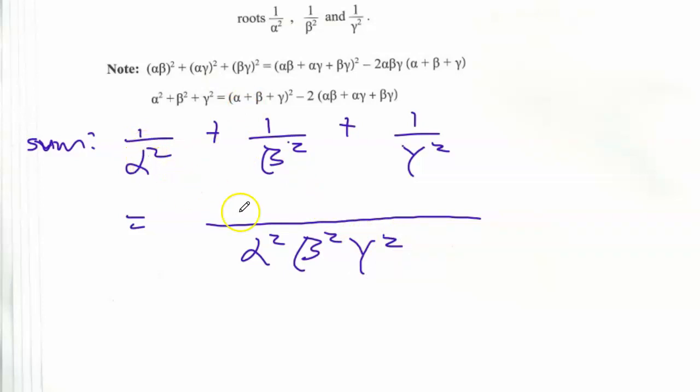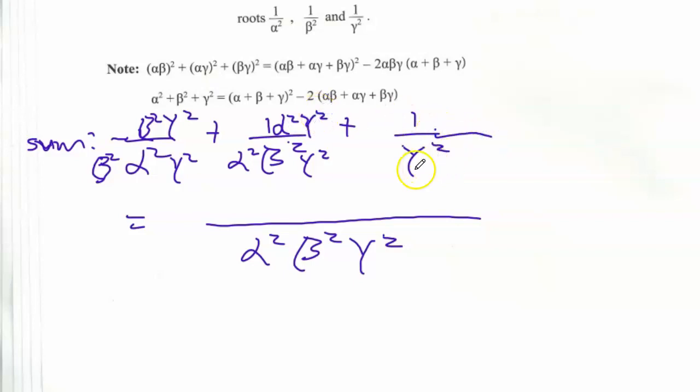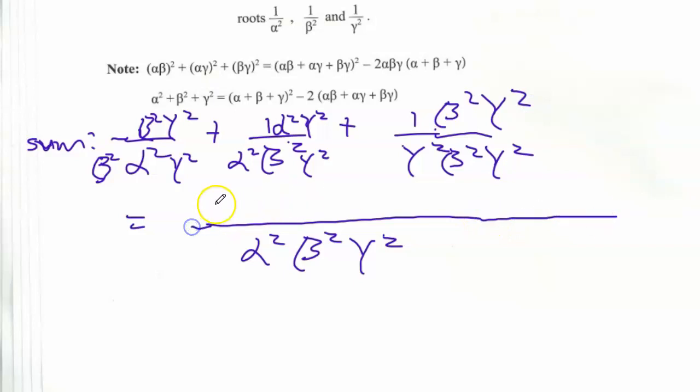Now, how can I make this denominator alpha squared, beta squared, gamma squared? I would need to multiply by beta squared and gamma squared, which means I need to do the same thing to the numerator, multiply by beta squared gamma squared. Likewise, to get this to have the same denominator, I would need to multiply the top by alpha squared times gamma squared, and this one by beta squared times gamma squared. Now I have the same denominator, so I can put the numerators together.